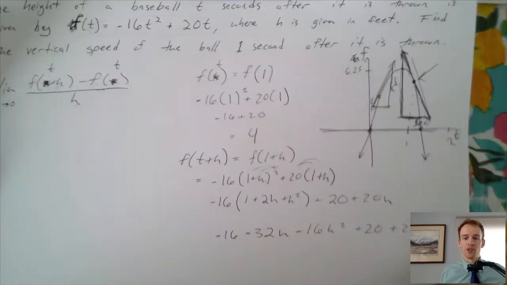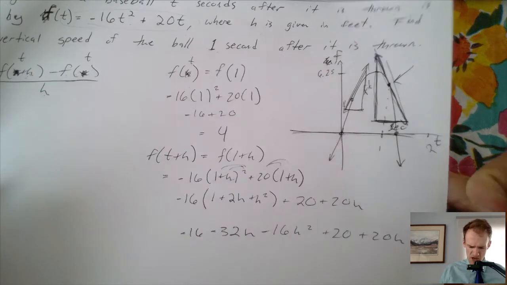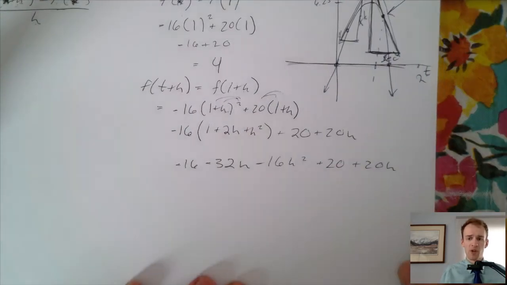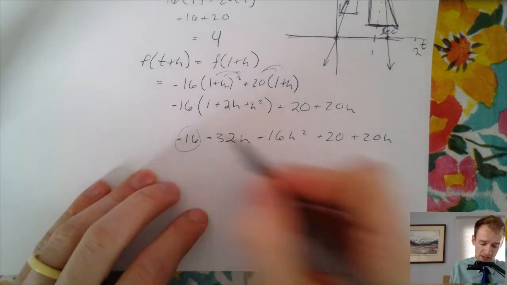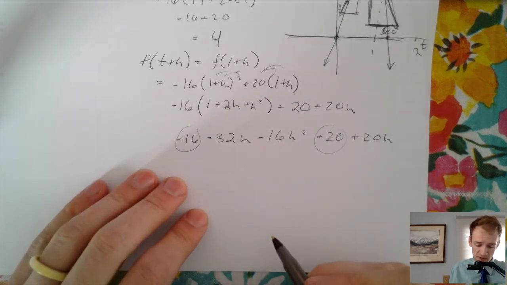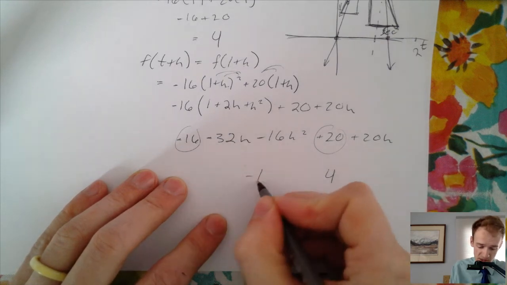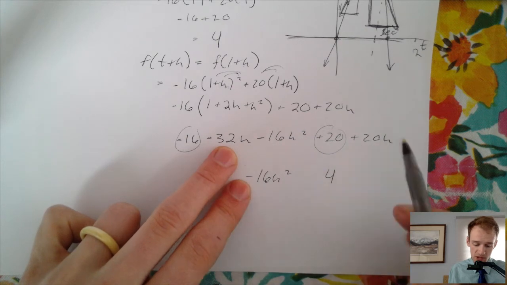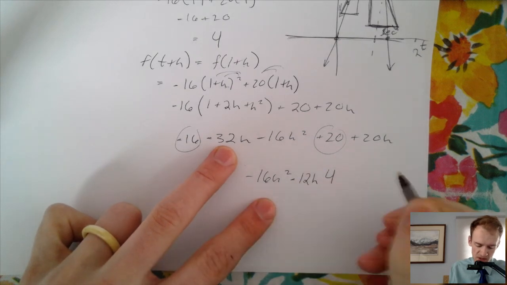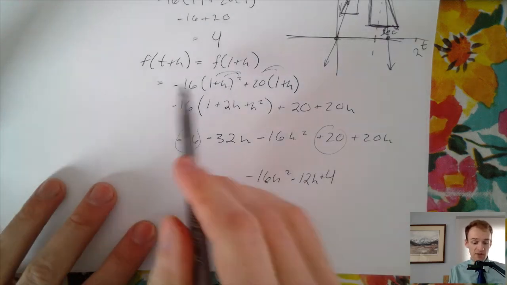Oops, that's off your screen. Simplify that. One more step before we plug back into our derivative equation. We can do negative 16 plus 20, and that'll give us a 4, and I'll put that on the right. We got negative 16h squared here, and negative 32h plus 20h becomes negative 12h plus 4. Okay, so there is f of t plus h.